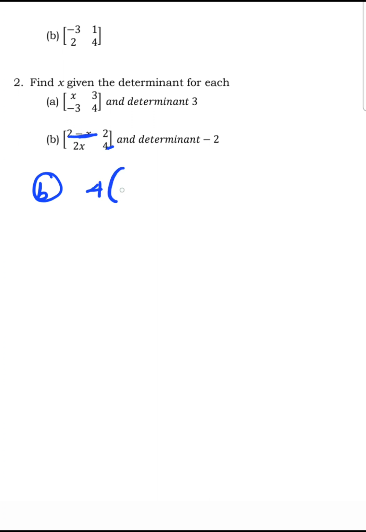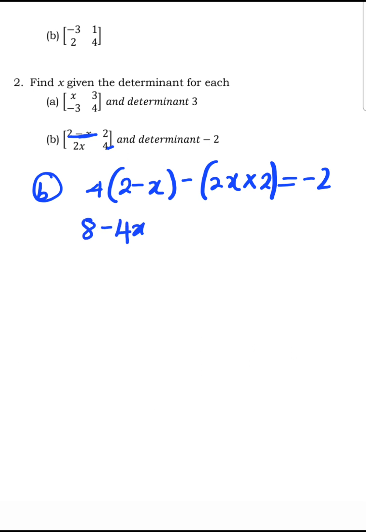So we have 4 multiplied by 2 minus x, minus 2x multiplied by 2. And this is equal to negative 2. You see? Here we have 8 minus 4x. Here we have minus 4x as well. And this is giving us negative 2. And when you see here, we are adding this. So we have 8 minus 8x is equal to negative 2.